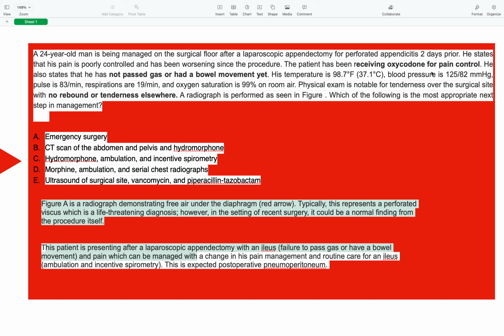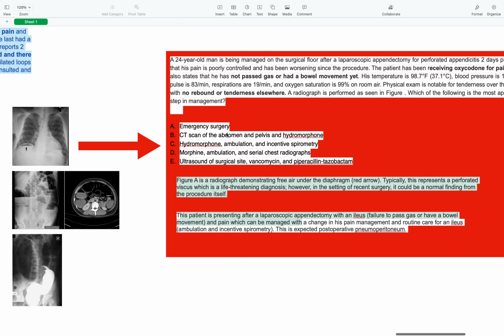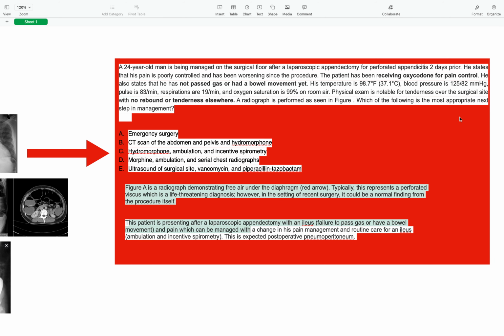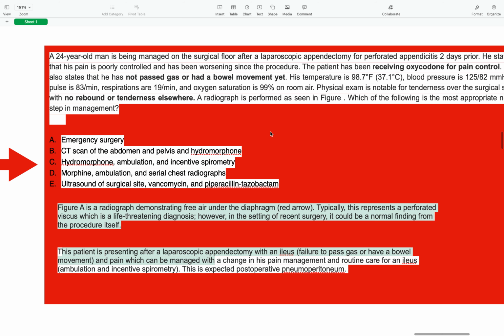His temperature and vitals are normal, and physical exam is notable for tenderness over the surgical site with no rebound or tenderness elsewhere. Okay, a radiograph is performed and it shows air under the diaphragm. So, which of the following is the most appropriate next step in the management? Okay, in this case, you are going to do nothing. Okay, you just give the patient hydromorphone, ambulate, and encourage incentive spirometry.